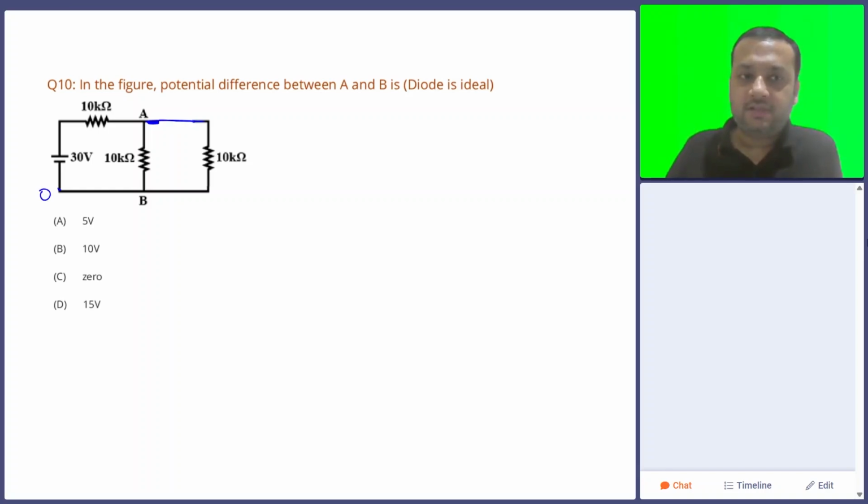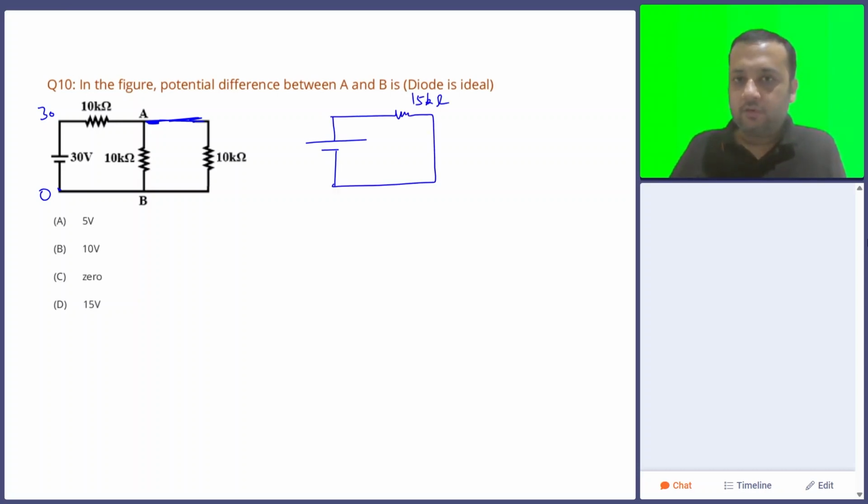Now, here the potential is 0 volts and here the potential is 30 volts. So these two 10s can be considered in parallel. 10 and 10 will become 5, and this equivalent 5 and 10 will become 15. So basically the overall resistance of this circuit comes out to be 15 kilo ohms, and this is the 30 volts. So how much is the current that is moving here? I is equal to voltage upon resistance, which is 30 upon 15 kilo ohms. This is the value of the current.